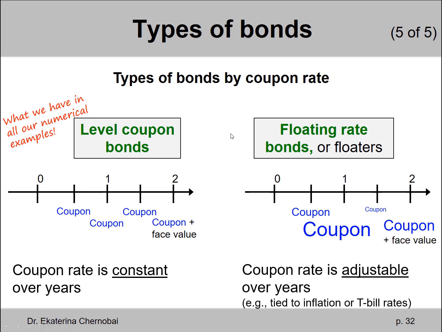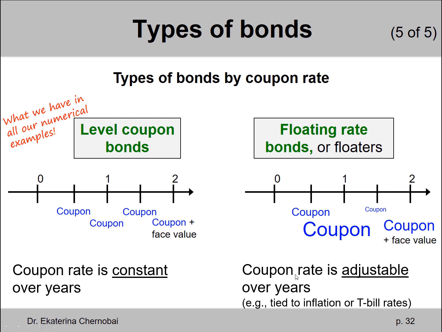Other bonds in real life have a floating coupon rate. So those are known as floating rate bonds or floaters. So the coupon rate sort of floats. It goes up and down. In years when it's high, we have a high coupon payment. In years when the coupon rate is low, we have a low coupon payment. So the coupon rate is adjustable over years.